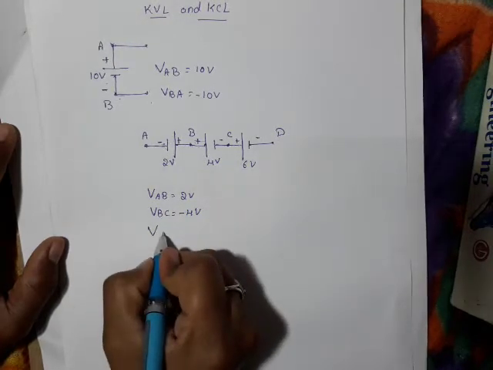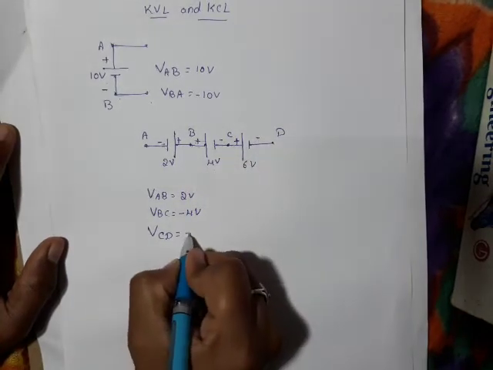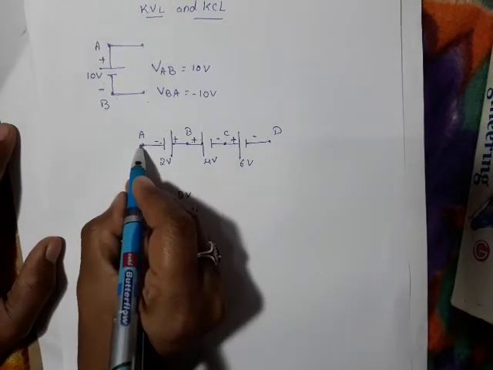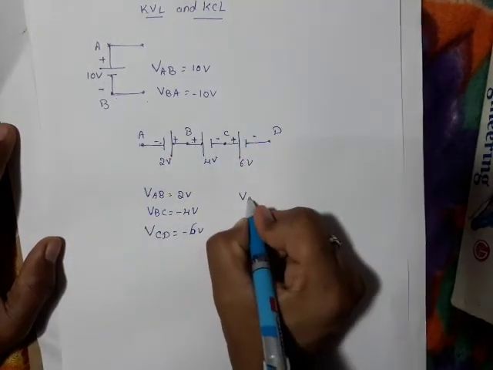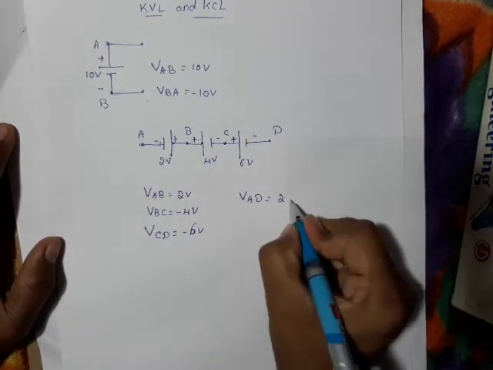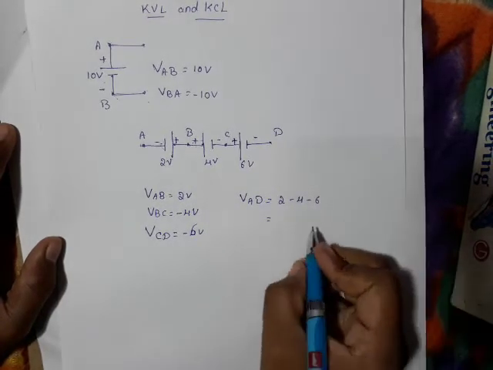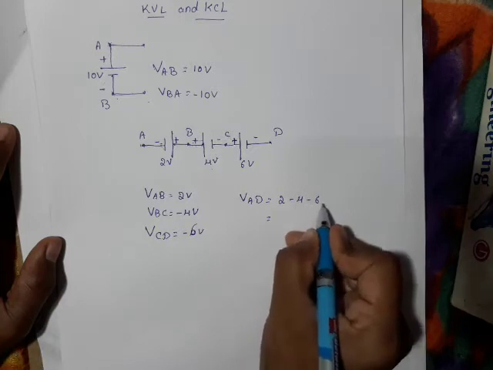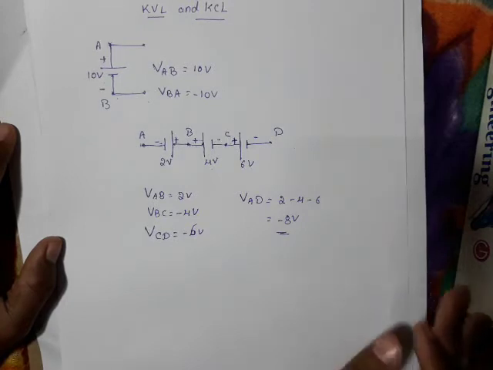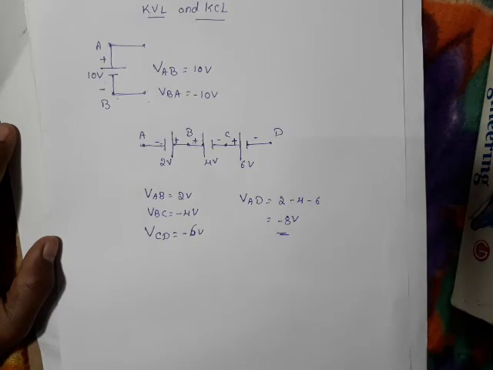Similarly, VCD, higher to lower, is minus 6 volts. So what is the total voltage from A to D? VAD will be plus 2 volts, minus 4 volts, minus 6 volts. So how much will it be? Minus 10 plus 2, minus 8 volts. That is how you can apply KVL for battery sources.